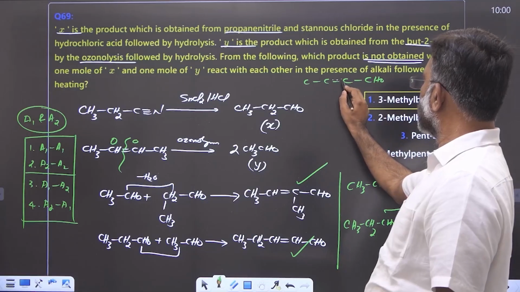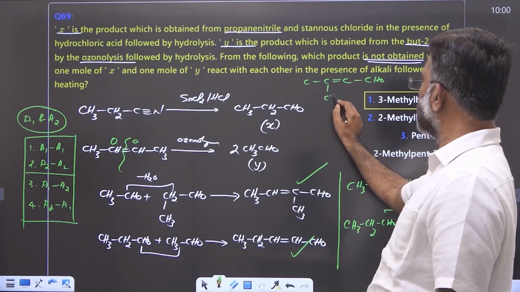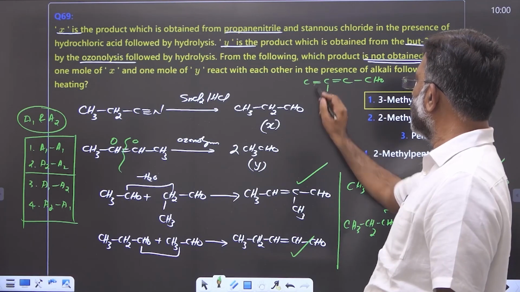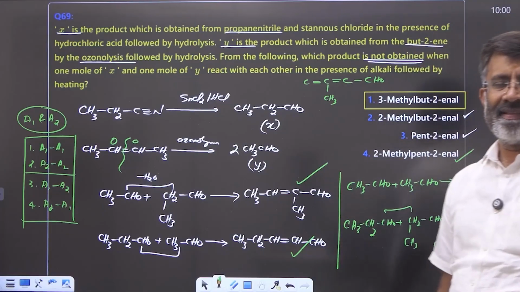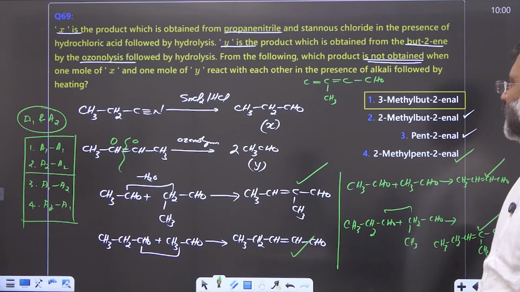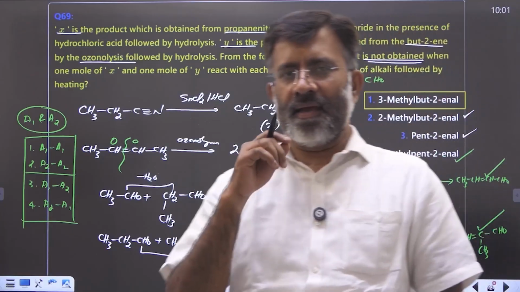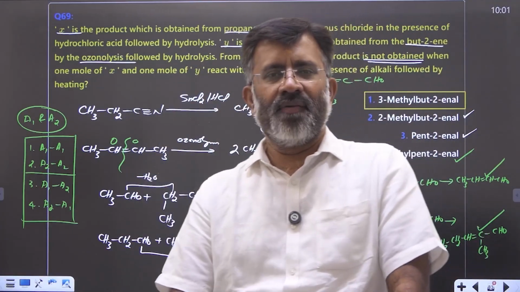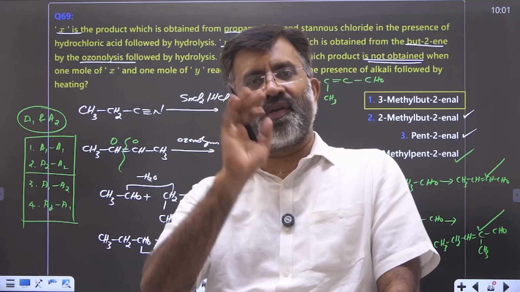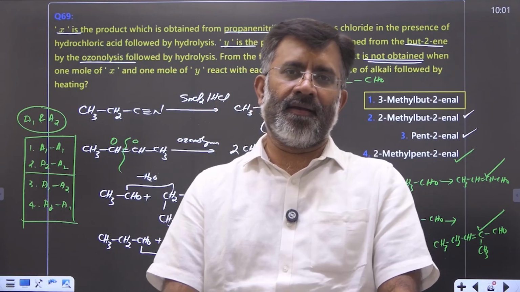This is but-2-enol, 3-methyl but-2-enol. This is not possible. And this is possible if you take a condensation between, you can just have a look at that molecule. If you take the condensation between acetone and ethanol, you will get this.